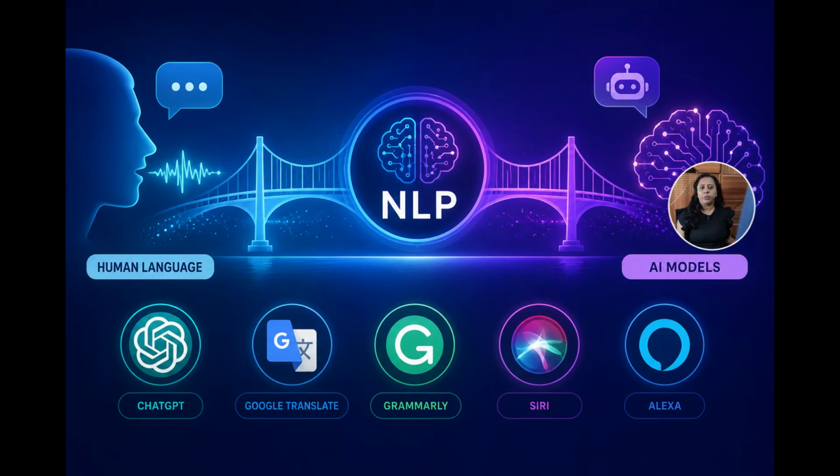What is NLP? Natural language processing is a branch of AI which enables computers to understand, process, and generate human language. It acts as a bridge between human language and AI models. Whenever you use ChatGPT, Google Translate, Grammarly, Siri, Alexa, all are using NLP.